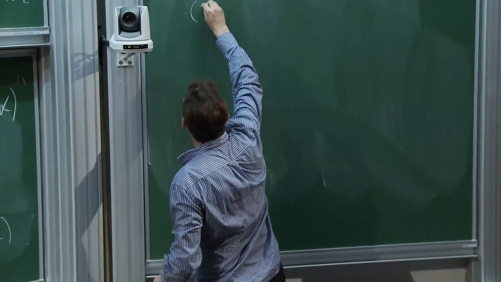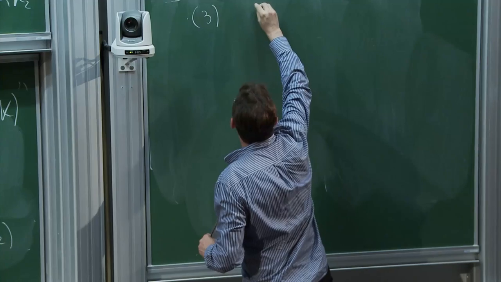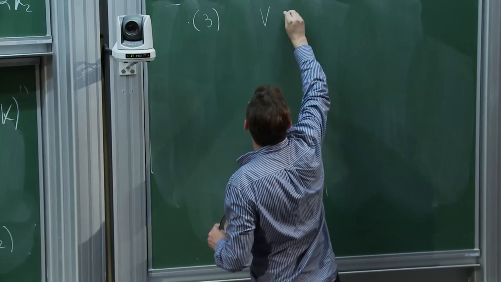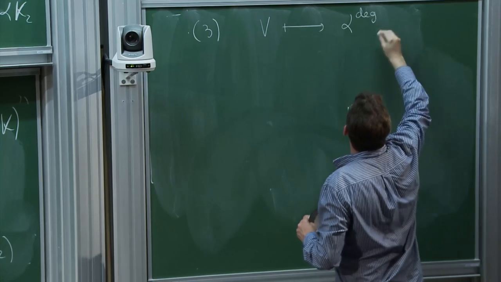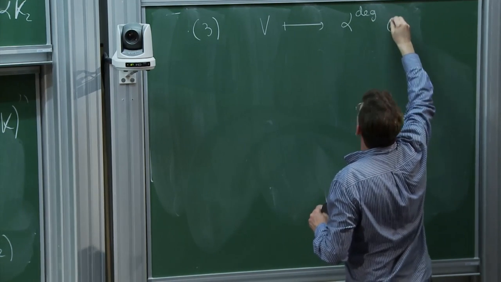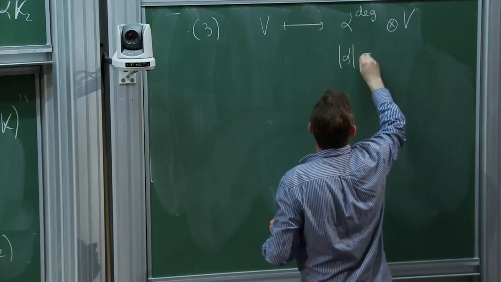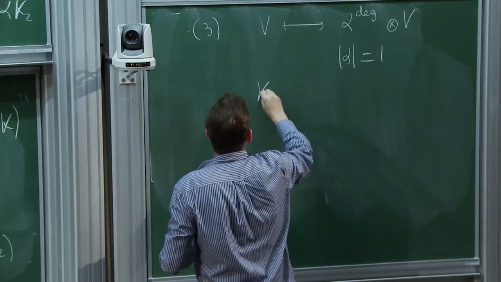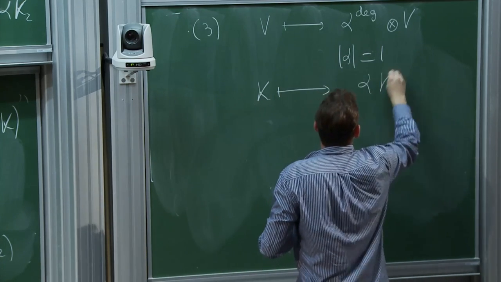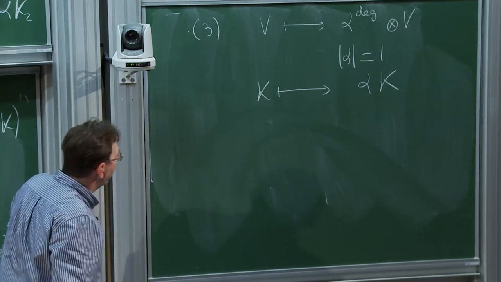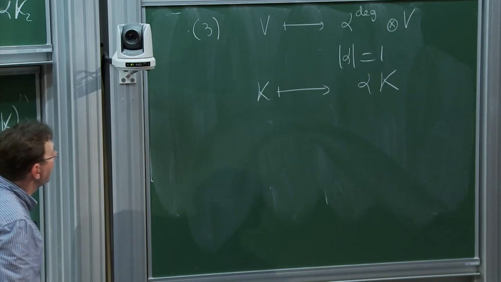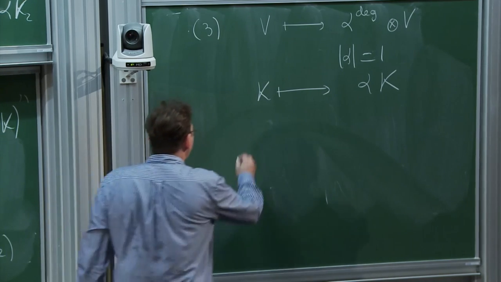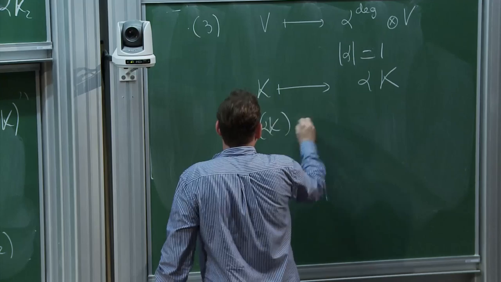A very easy operation also is a twisting operation, which on V would be denoted by alpha^(deg) tensor V, where alpha is modulus 1. So whatever that is, this is an operation which maps k to alpha^(deg) k. Because alpha is modulus 1, it sends geometrically reducible to geometrically reducible, and the complexity doesn't change.